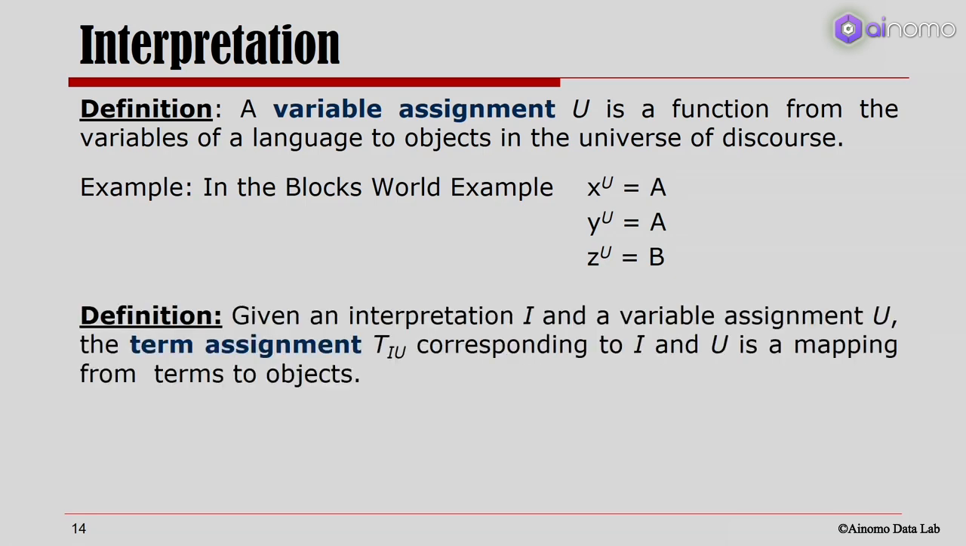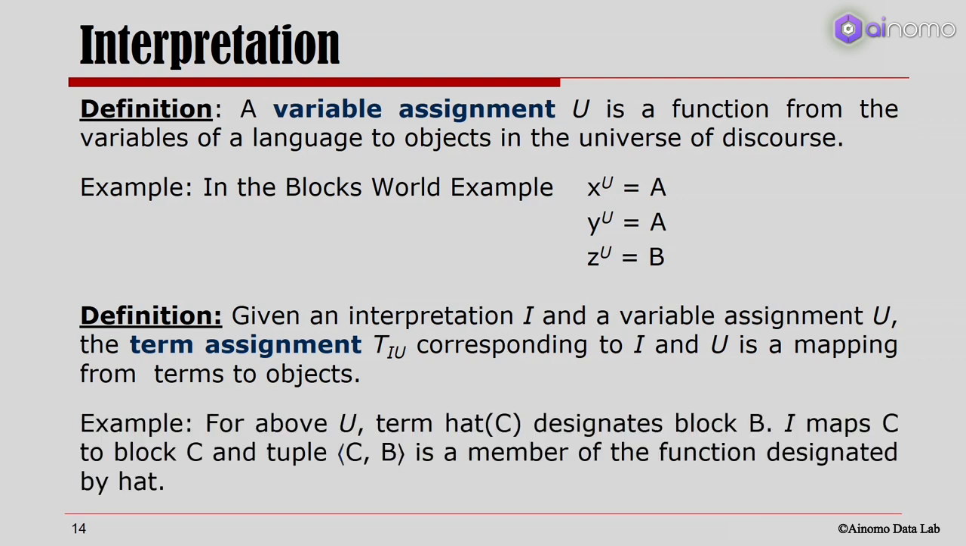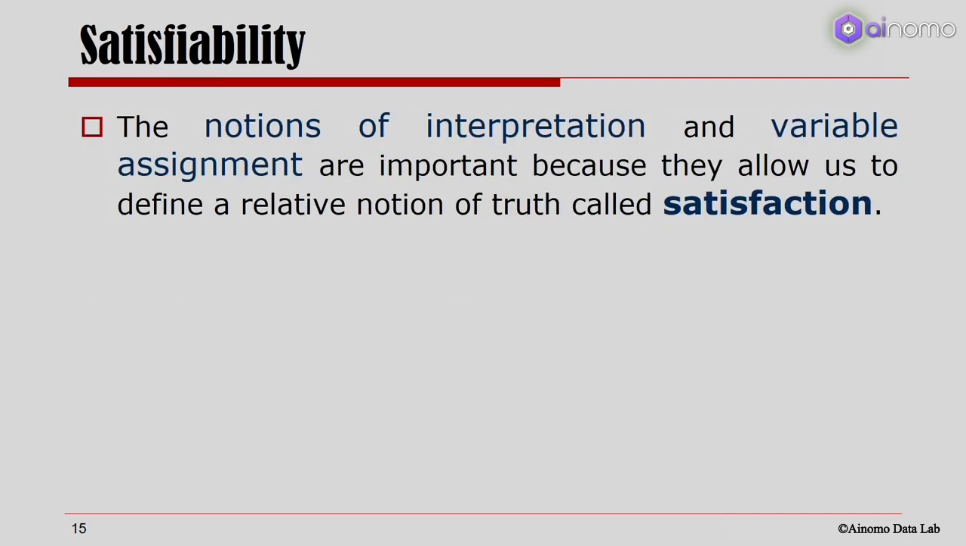Given an interpretation I and a variable assignment u, we can now talk of a term assignment, which is a mapping from terms to objects. For example, we have the above variable assignment u, and we have a term hat of C. Now, hat of C designates block B, because the interpretation I maps C, the constant symbol, to block C, and tuple CB is a member of the function designated by hat, and therefore the term assignment designates the term hat C as block B.